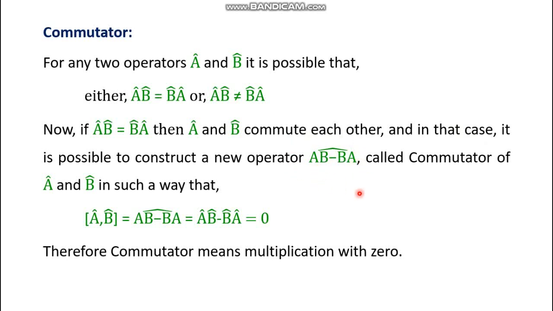This operator is called the commutator of Â and B̂, written in square brackets as [Â, B̂]. That means this is nothing but ÂB̂ minus B̂Â. If these two are equal, that means for commuting operators they are definitely equal, then their difference must be 0. That means the commutator is 0.